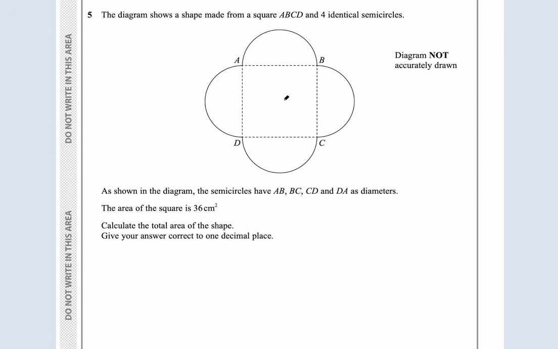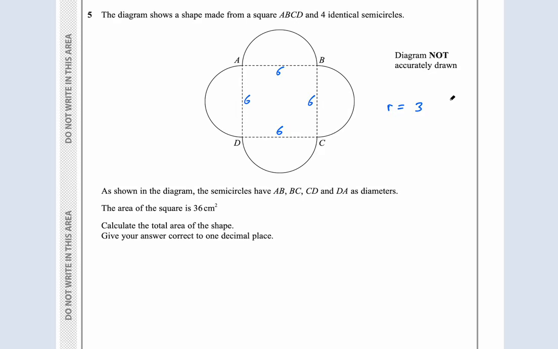Question 5. The diagram shows a shape made from a square and 4 identical semicircles. As shown in the diagram, the semicircles have AB, BC, CD, and DA as diameters. The area of the square is 36. Calculate the total area of the shape. Okay, this, guys, I think is straightforward, right? If the area of the square is 36, that means this is 6. This is 6. This is 6. And this is 6, which means the radius of our circle is equal to 3.